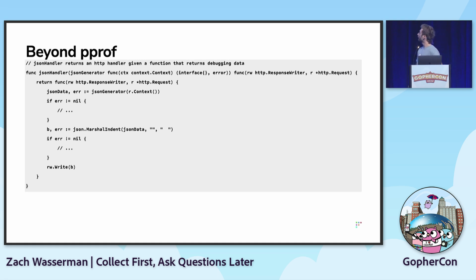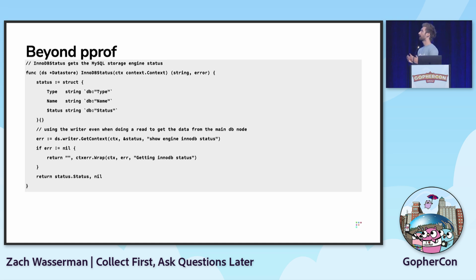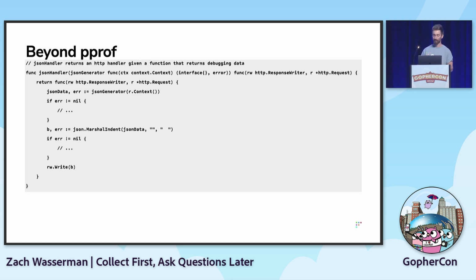And what you see here is a function that takes a function that generates debugging information and transforms it into an HTTP handler. So you can write a function like this, InnoDB status. We write this on our data store. There's a data store interface that we're using. And this is going to return that InnoDB status for MySQL. Well, the JSON handler turns this function into a function that we can connect, again, right onto our normal mux, and then collect with the tooling that we've already built.